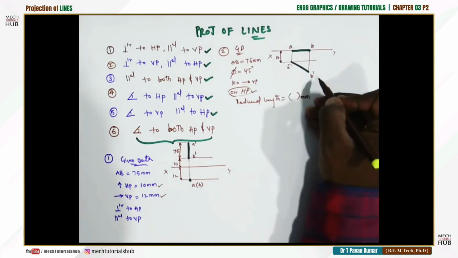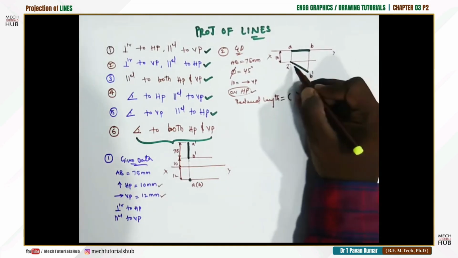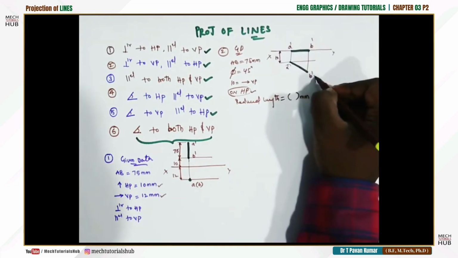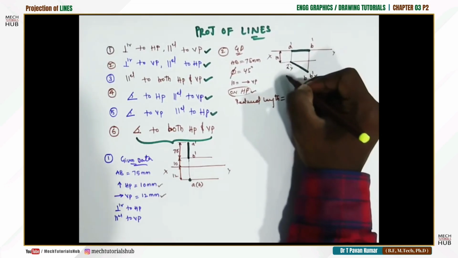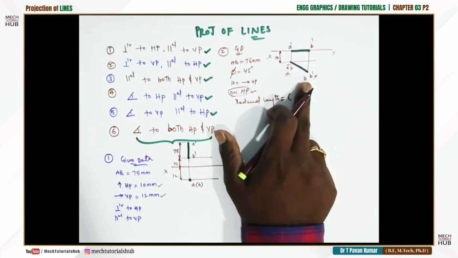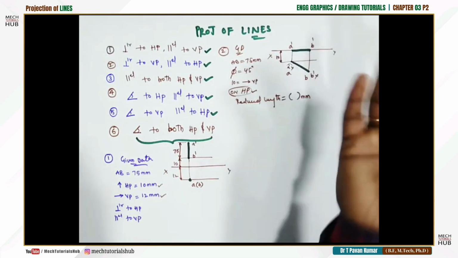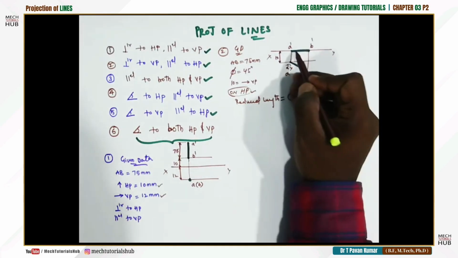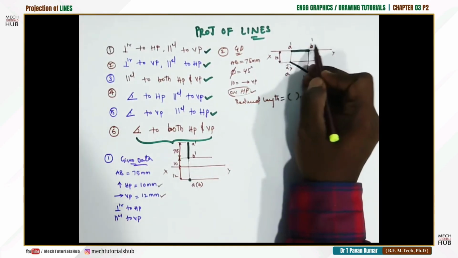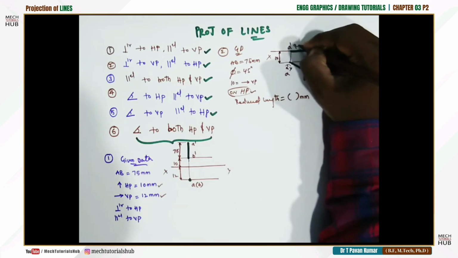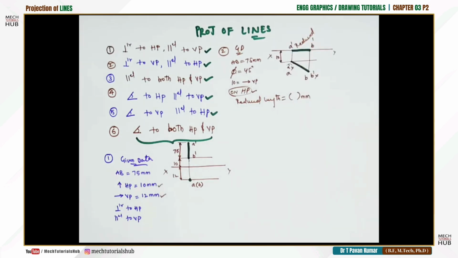Okay. Sorry, we made some mistake here. Prime has to be given to the front view. This is wrong, and this is also wrong. The top view is always indicated with A, B or X, Y or whatever letter or number is given, whereas the front view is indicated with a prime. Okay. This is the reduced length. Clear? That is a question.